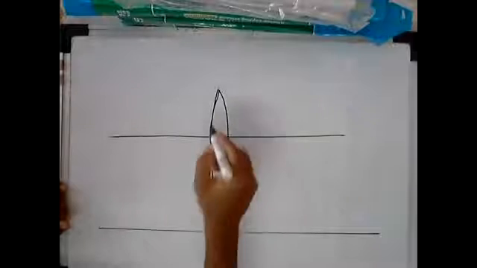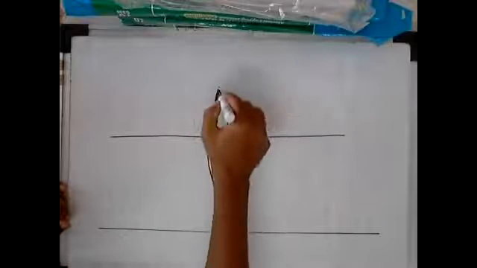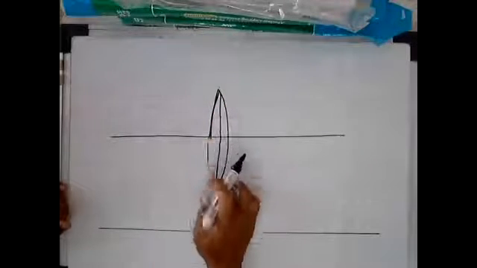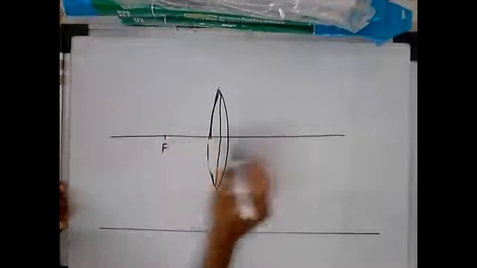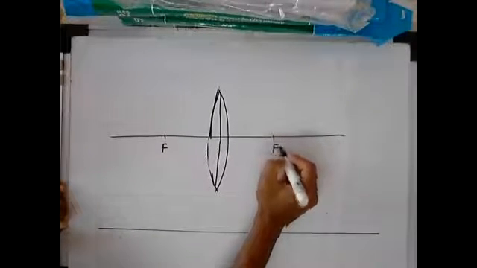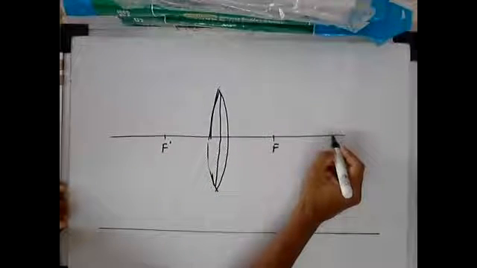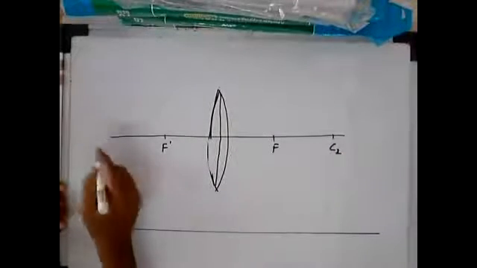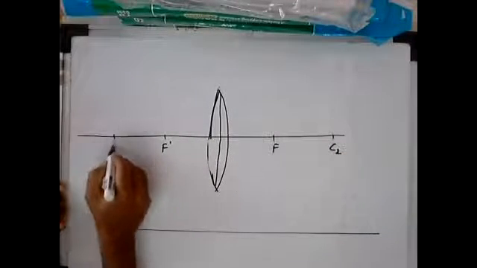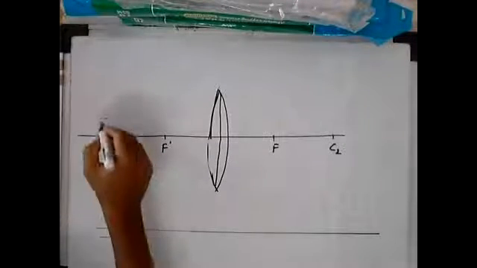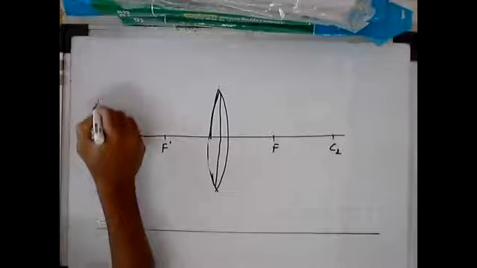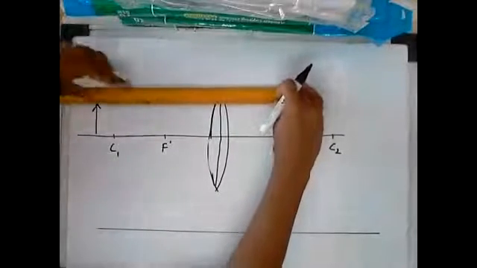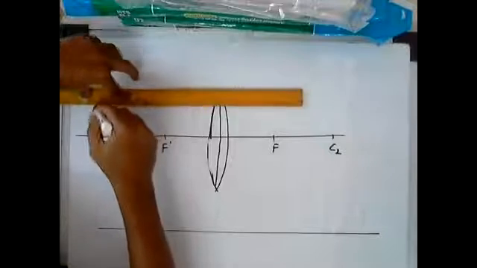We have a biconvex lens, and it's a focal length f, dashed to C1. Now we'll start with an object, of a certain height. We will see how the image of this object forms on the other side.